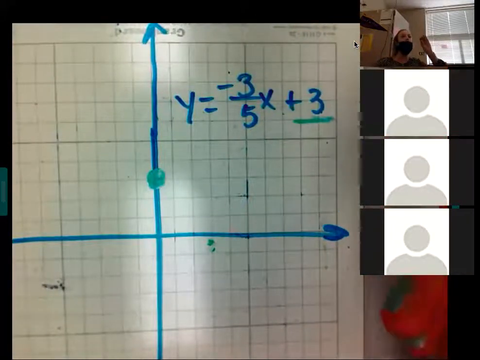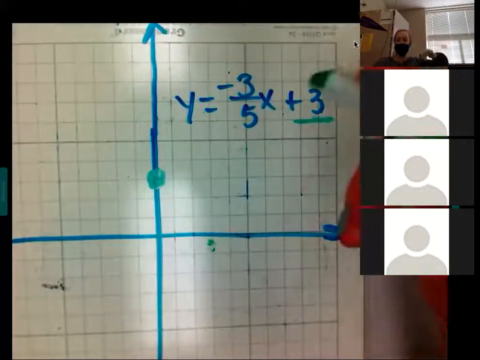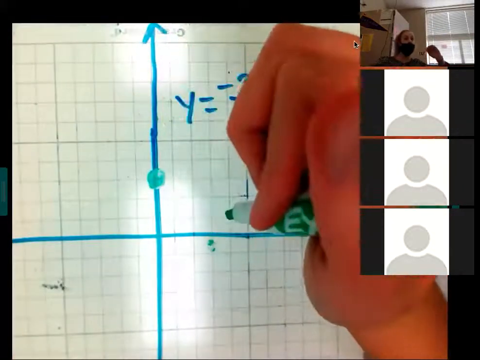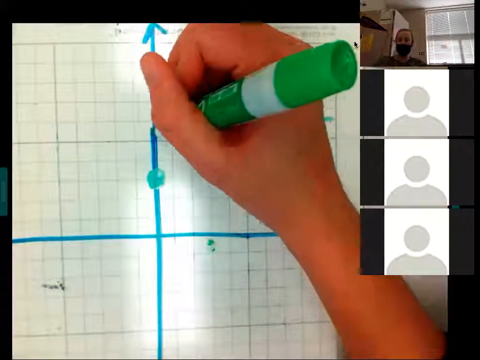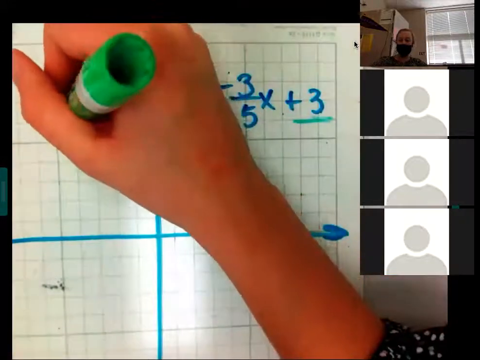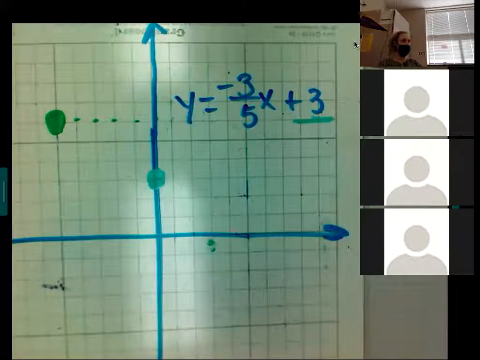Left. Remember, you always go up. Do not go down. We're going up. Okay? Your grade in this class will go up if you pay attention. Go up 3. 1, 2, 3. Left. 1, 2, 3, 4, 5. And then Delta Math would graph it for you, right?